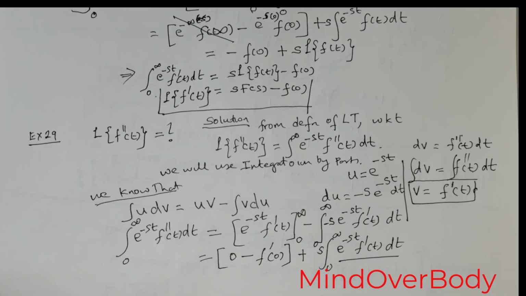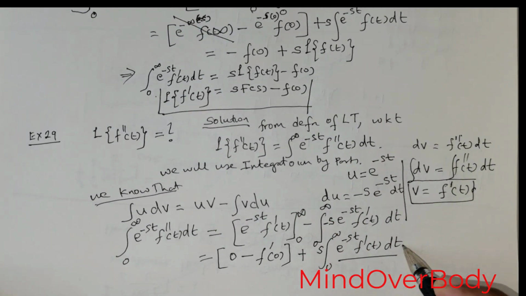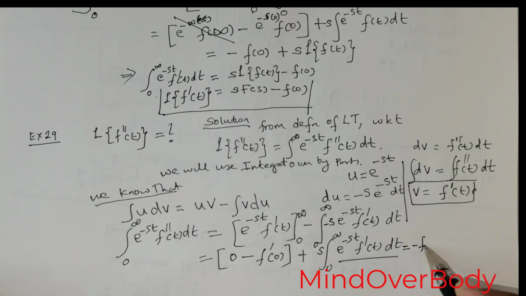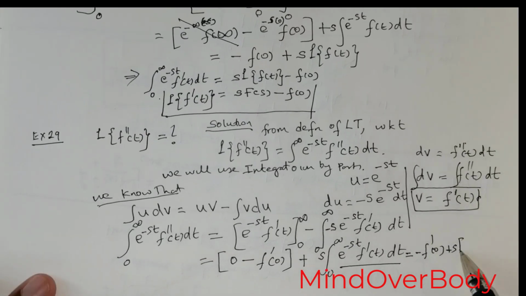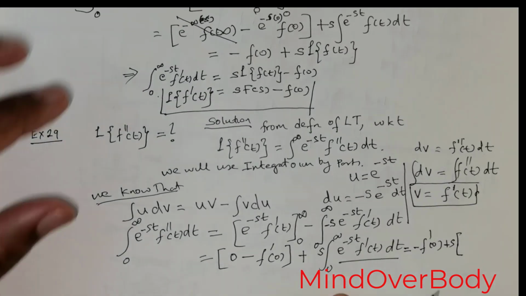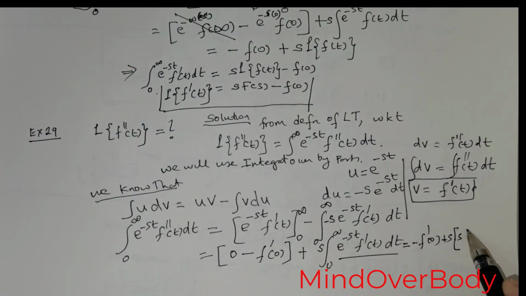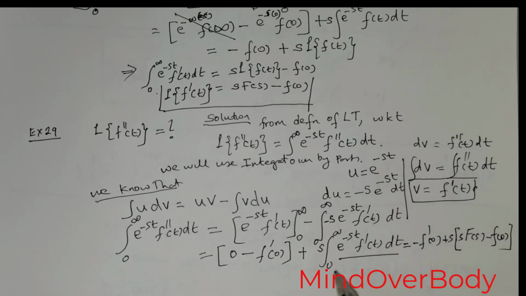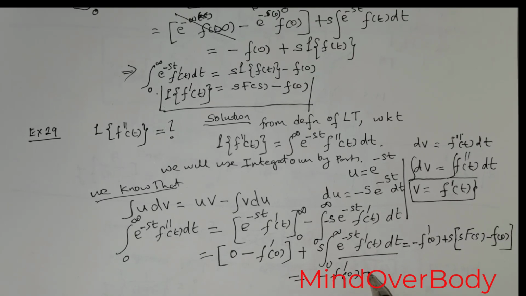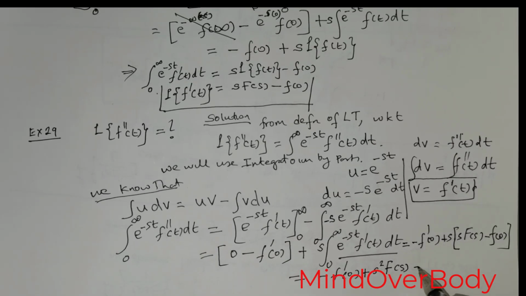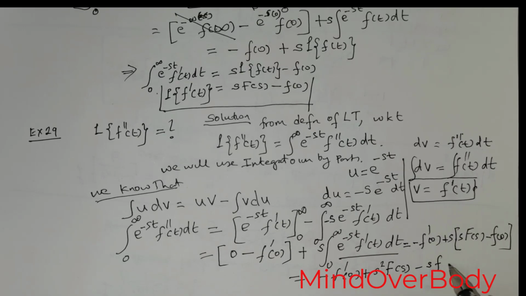So we can use that there. If I were to rewrite this, this is going to be equal to negative f dash of 0 positive s times s into capital F of s minus f of 0, small lowercase f of 0. So rewriting, this is equal to negative f dash of 0 positive s squared of capital F of s minus s into f of 0.